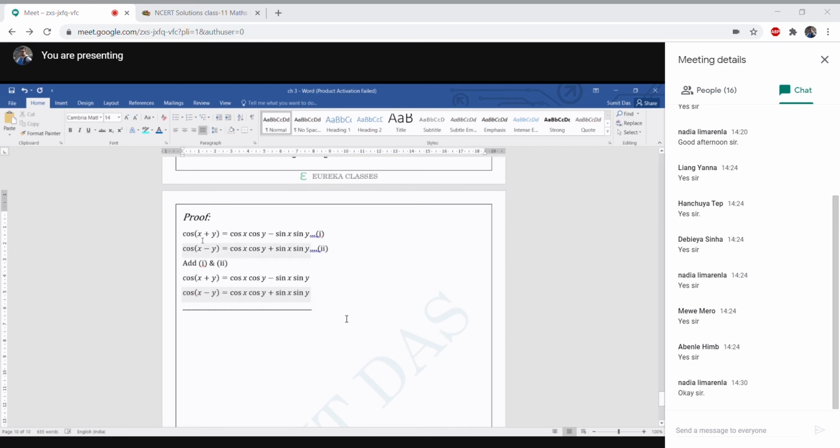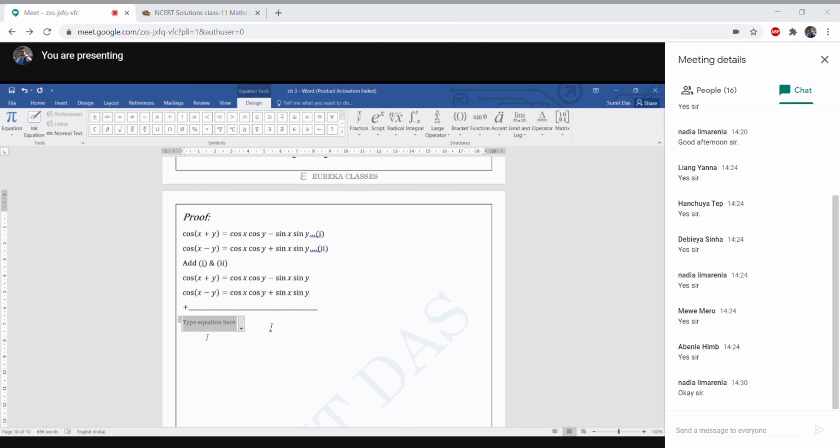Just like addition, we'll add, right? So if we add, what will be on the left hand side? The left hand side will be cos of x plus y, right, plus cos of x minus y, right?